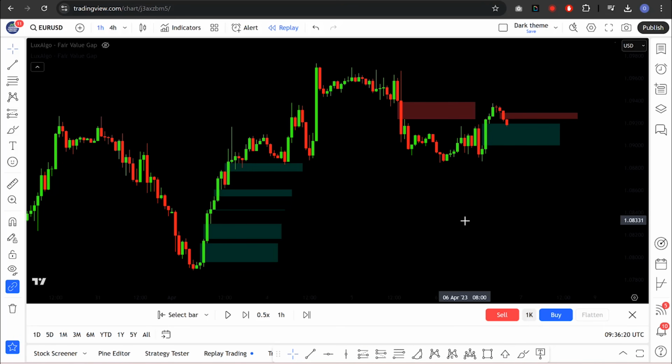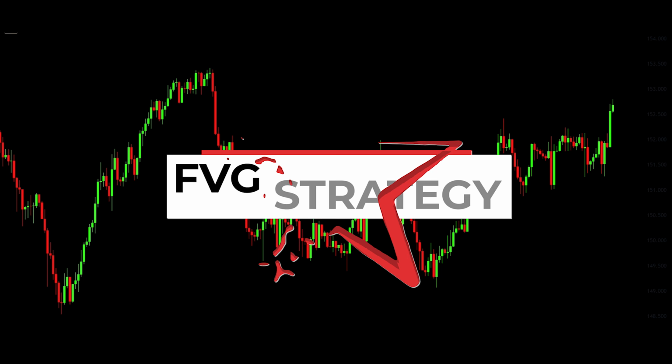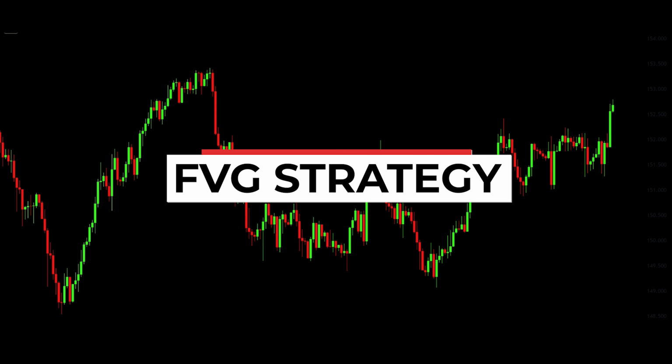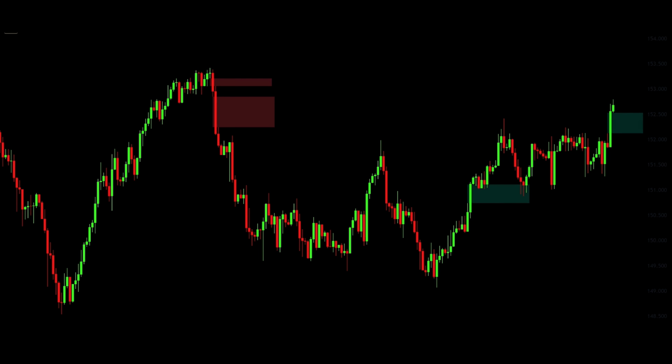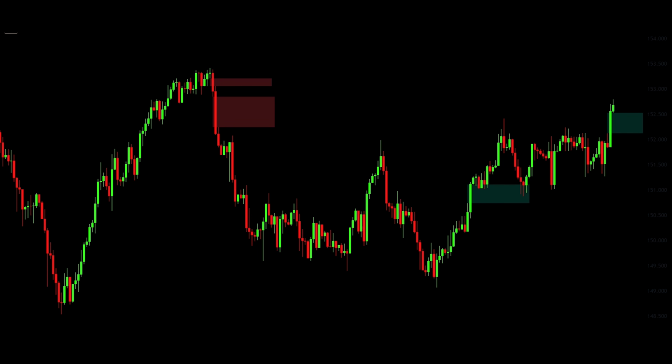All fair value gaps will automatically appear on the chart, bullish gaps in green and bearish in red. This saves a lot of time and makes trading much more efficient. Now, let me share my favorite fair value gap trading strategy that you can use to trade Forex, crypto, or basically any market. Relying solely on fair value gaps is not a good idea, as they can produce false signals.